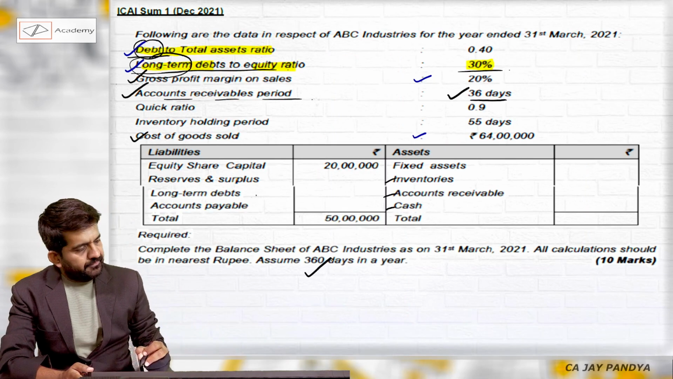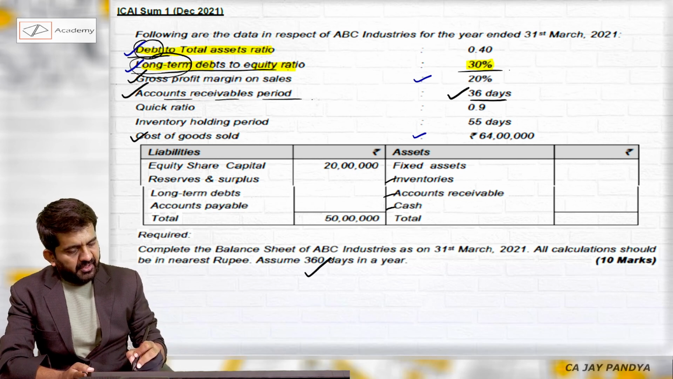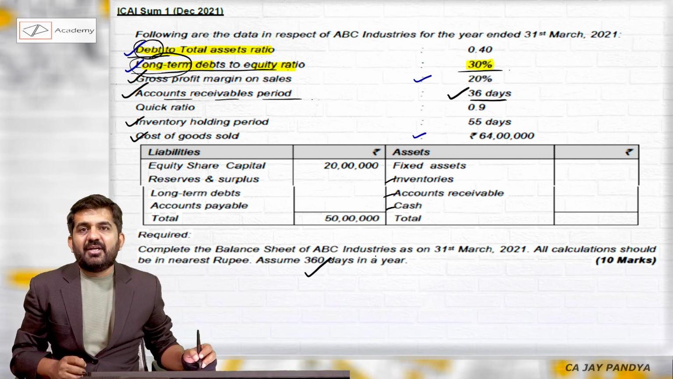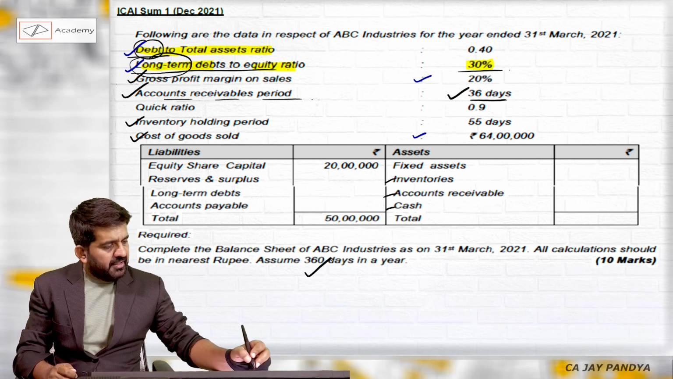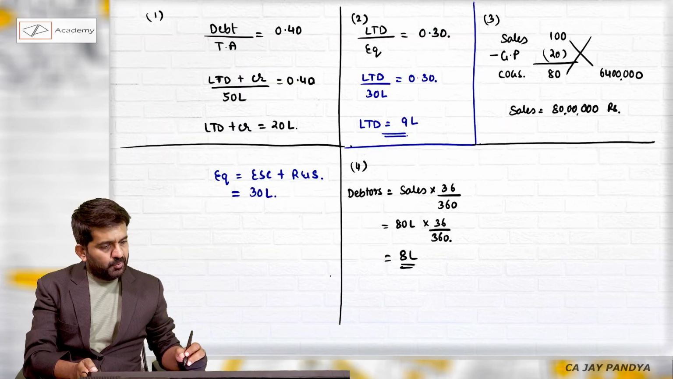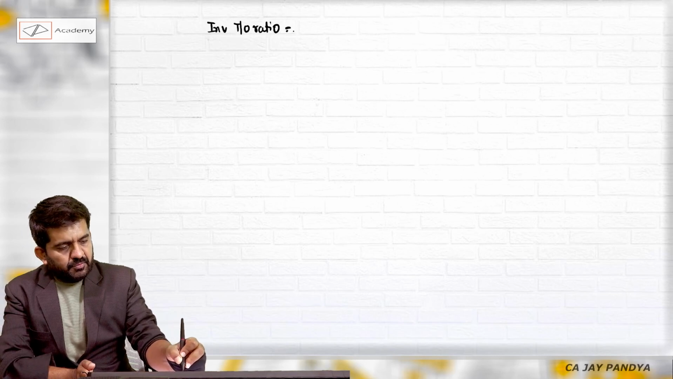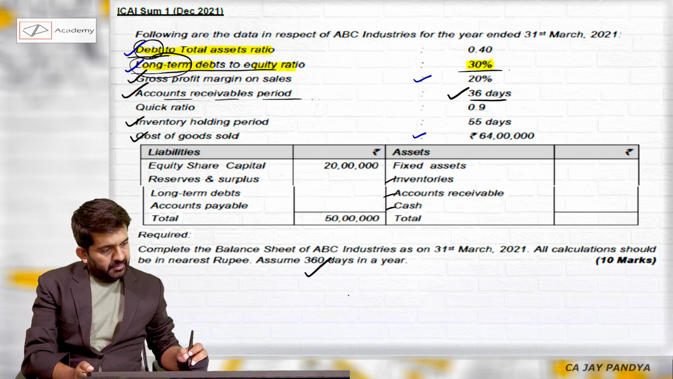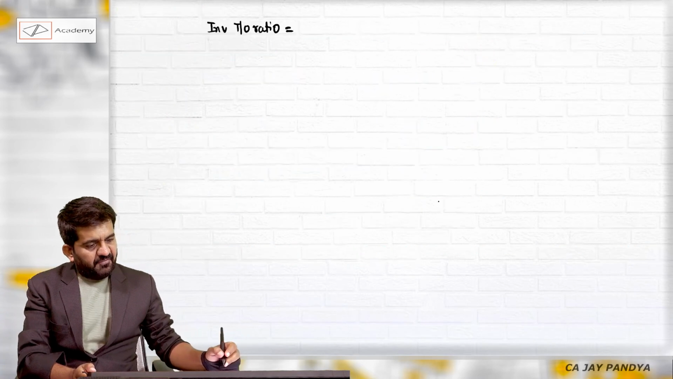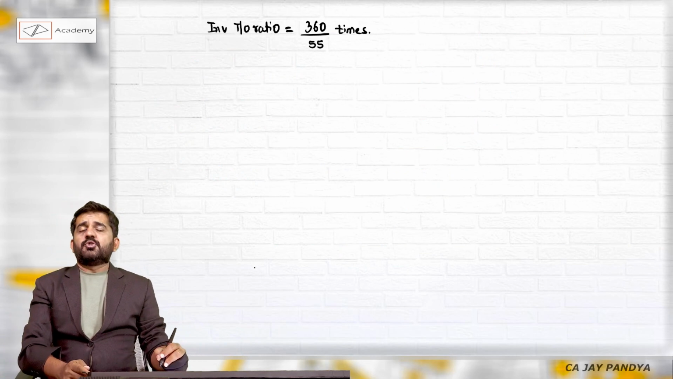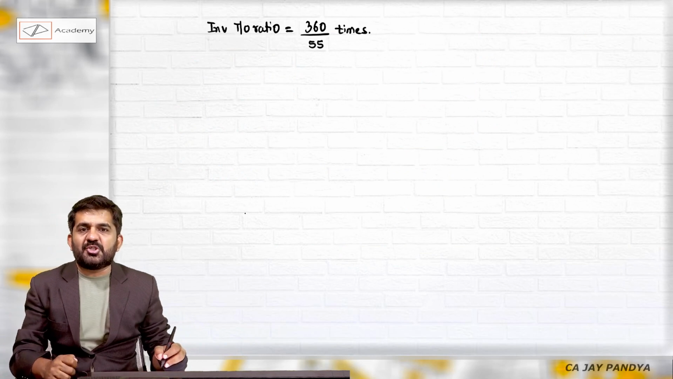I've used this inventory holding period. Inventory holding period is 55 days. I will assume this is average inventory holding period. If it is 55 days, I can use this inventory turnover ratio concept. If it is 55 days, it is 360 upon 55 times. This will be nothing but my inventory turnover ratio in times.